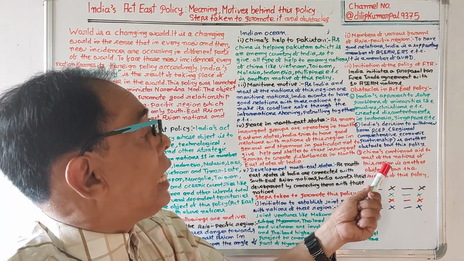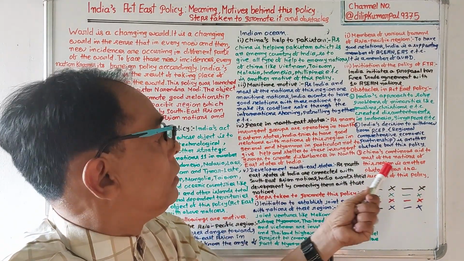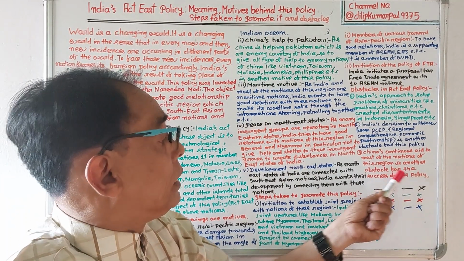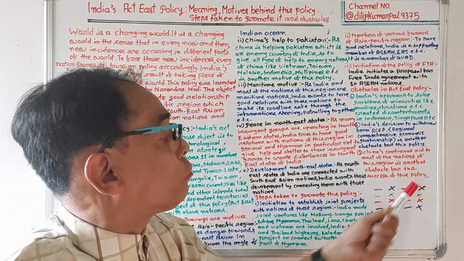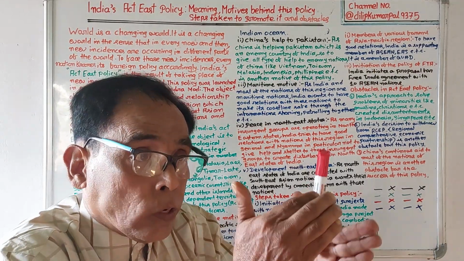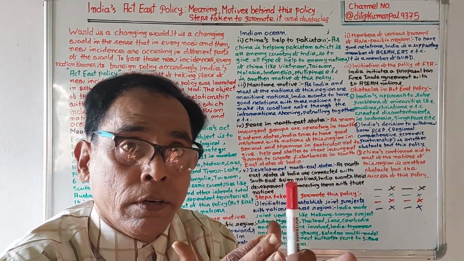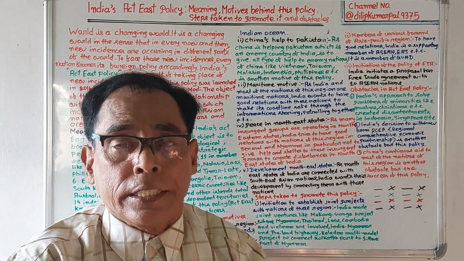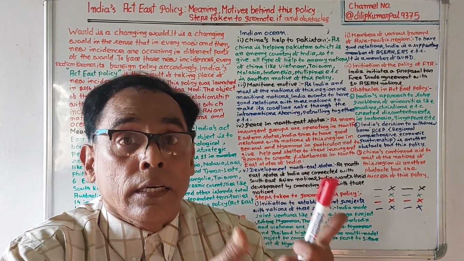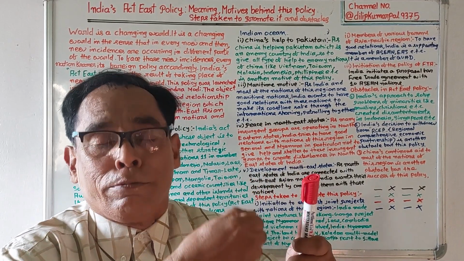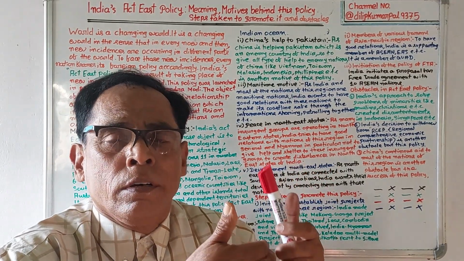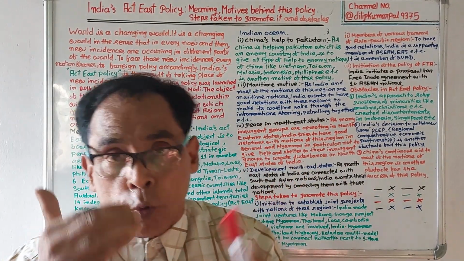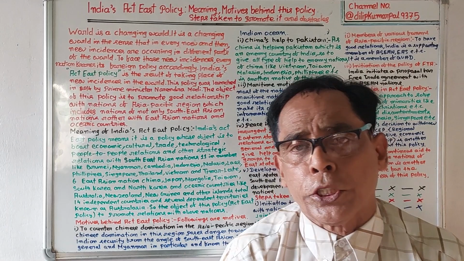Number three, China's continuous aid to most of the nations of this region is another obstacle for the success of this policy. China's continuous aid and help to most of the nations of this Asia-Pacific region is another problem for India's Act East policy.